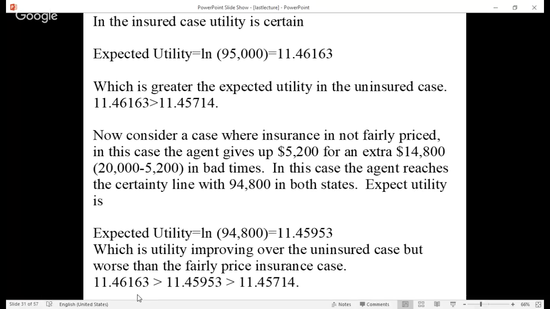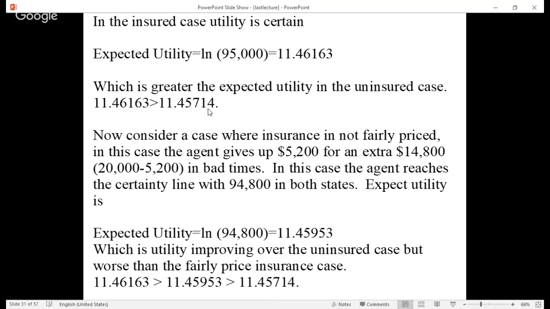So in this case, I just simply take the natural log of 95,000 and I get 11.46163, which is greater than the uninsured case. So my utility increases when I'm able to buy fair insurance. This risk-averse agent gets more utility if he's able to buy fair insurance. Let's suppose he was able to buy unfair insurance, where the insurance company actually makes a profit off you, on average.